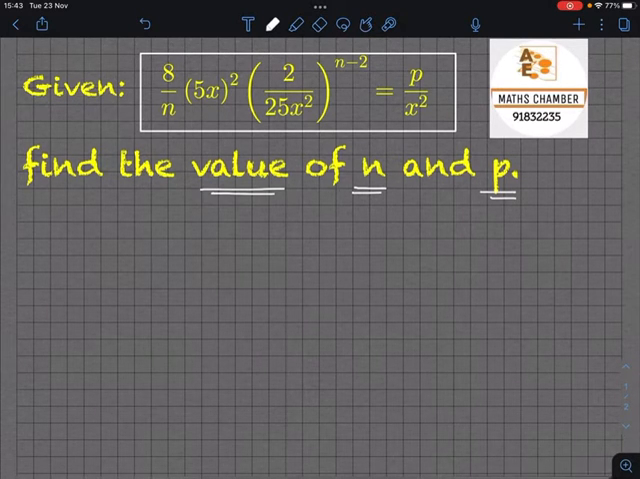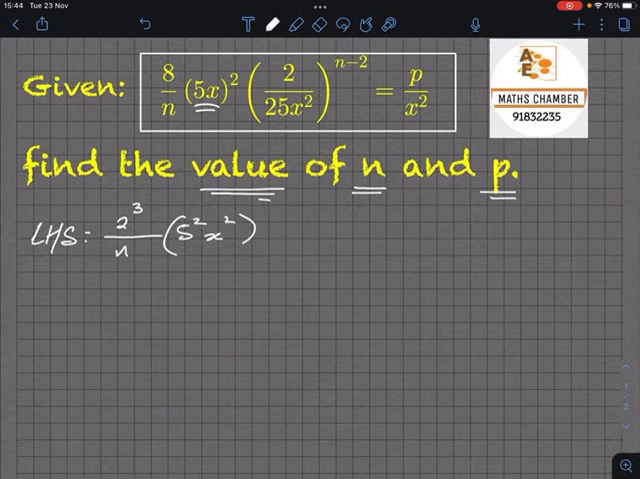Let's take from the left hand side. We have 8, so we quickly put 2 cube over n. The 5 here, we open up the bracket, so we put 5 squared x squared. And we open up this another bracket here, so that would be 2 to the power of n minus 2. Open up the power.